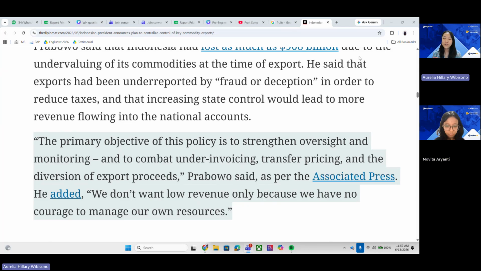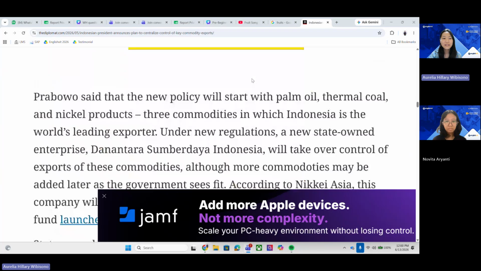How will they strengthen oversight and monitoring of tax policy? The government plans to take control of how businesses export their products in order to combat under-invoicing, as stated by the president, and then the diversion of export proceeds. Okay, excellent answer.